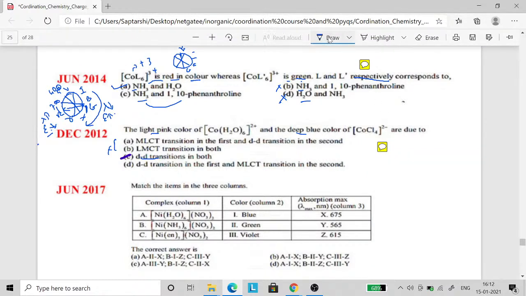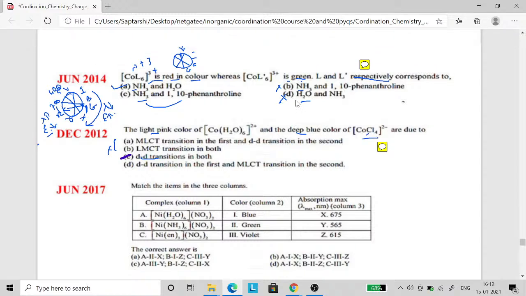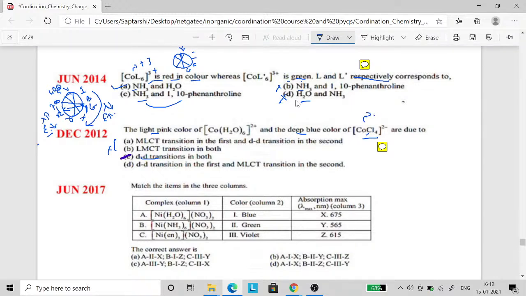And this is an important thing to note: this is actually a tetrahedral compound, unlike the octahedral compounds, which are Laporte forbidden, and some of them are spin forbidden as well. The tetrahedral compound is not Laporte forbidden, so it can actually show a dark color without being LMCT or MLCT. It can be a d-d transition as well, right?